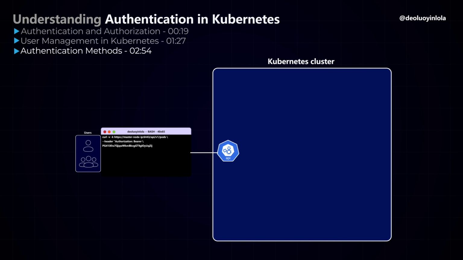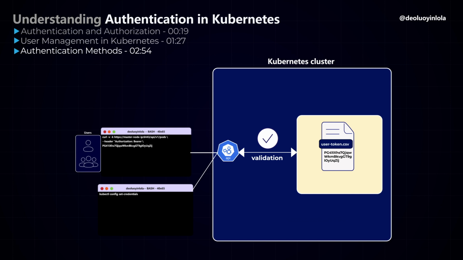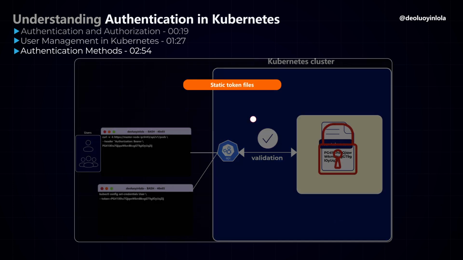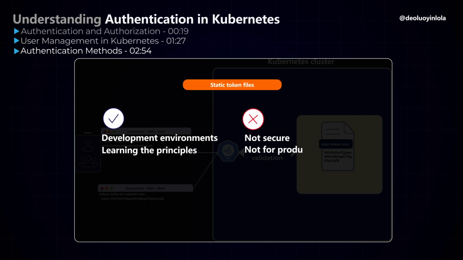Based on this request information, the Kubernetes API server will match the token against the static token file and assign user attributes based on the matched record. Note that when using kubectl, you must modify your kubeconfig. You need to do this using the kubectl command. This method is unsecured. Exposing a token file compromises all cluster users, but it is good for development environments and learning the principles behind authentication in Kubernetes, but it is not recommended for production use cases.